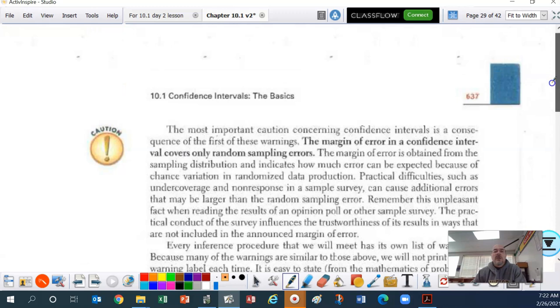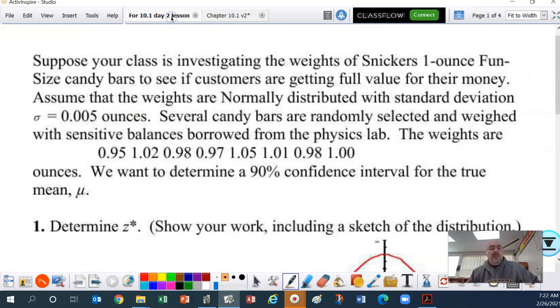All right, folks, here we go. Let's look at this last example. All right, let's go through our details here. So suppose your class, too bad we weren't in class, because if nobody had any peanut allergies, I could hand out these candy bars and it would all be great. We'd have fun eating them. But unfortunately we can't. So suppose your class is investigating the weights of Snickers 1 ounce fun-size candy bars to see if customers are getting full value of their money.